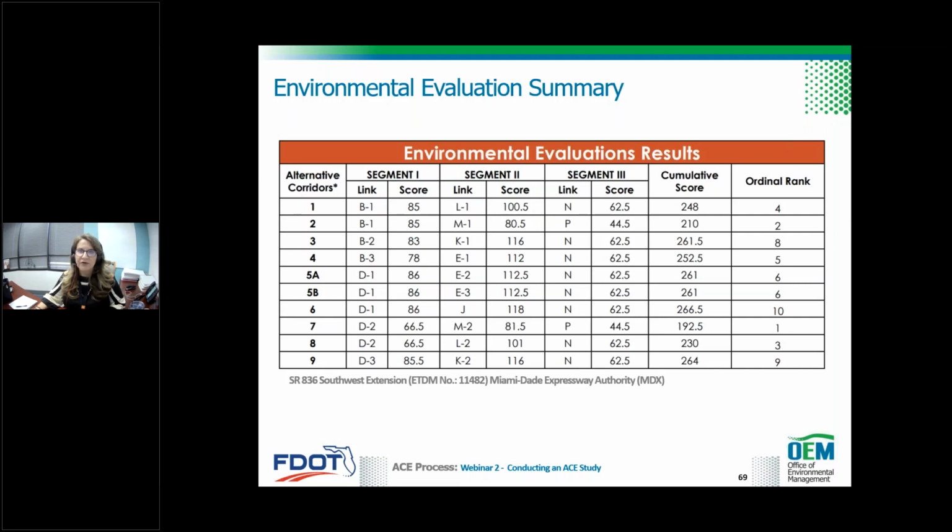The alternative quarters were then ranked on 1 to 10 based on that cumulative score. Quarters with equal cumulative scores receive the same rank. The higher the rank, the higher the cumulative score, the higher the benefit to the project, or in this case, the lower the potential impact to the environment. As you can see, quarters 6 and 9 scored better from an environmental perspective on this particular project.